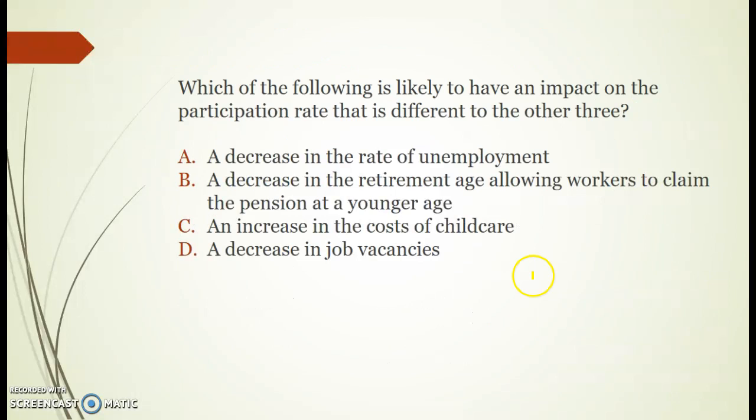This question people found particularly difficult from the practice SAC. Which of the following is likely to have a big impact on participation is different from the others? A decrease in the rate of unemployment means there's more opportunities, so participation goes up. A decrease in the retirement age means people retire early, participation goes down. An increase in the cost of childcare, participation goes down because it's more costly to put your kids in childcare, so you're less likely to work. And a decrease in job vacancies, this is probably the one that threw people, means that it's harder to get a job because there's not many jobs vacant, and that again decreases participation, which makes A the odd one out.